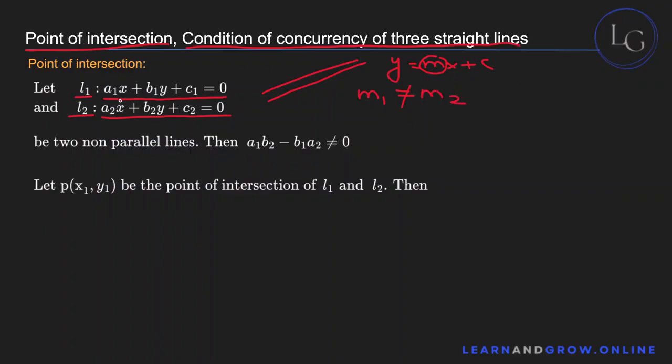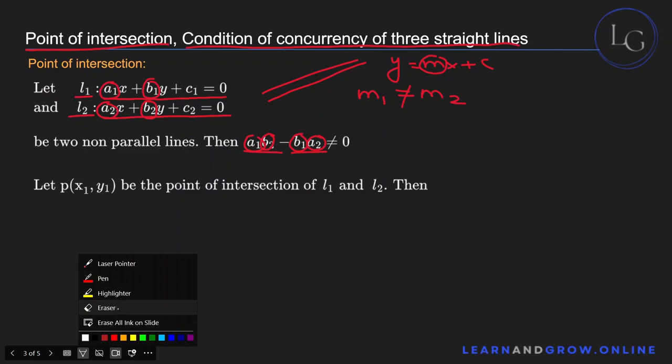But another way, if the equation is given to you in its general form, then just ensure that a1 b2 minus b1 a2 is not equal to 0. a1 is the coefficient of x in line 1, b1 is the coefficient of y in line 1, b2 is the coefficient of y in line 2, and a2 is the coefficient of x in line 2. Okay, let me just rub this off before it becomes very confusing, right?